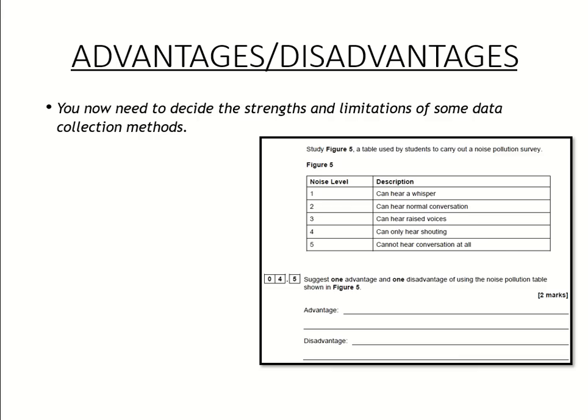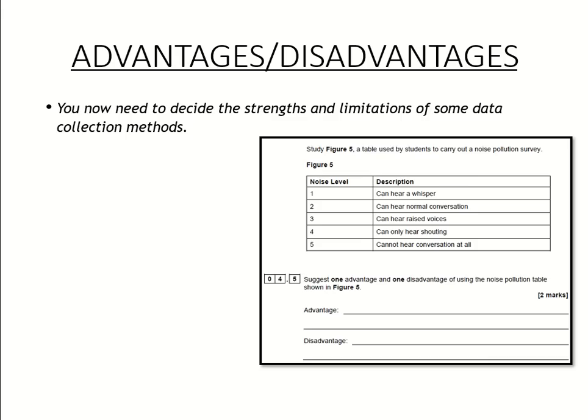Now, within this as well, this kind of links back to the primary, secondary, tertiary, quaternary as well, but we also need to look at the strengths and limitations of data collection methods. So on the side here, we've got a student, and they've used a noise level. Level 1, they can hear a whisper. Level 5, they cannot hear the conversation at all. And in theory, they could work out how much noise pollution there was by doing this.